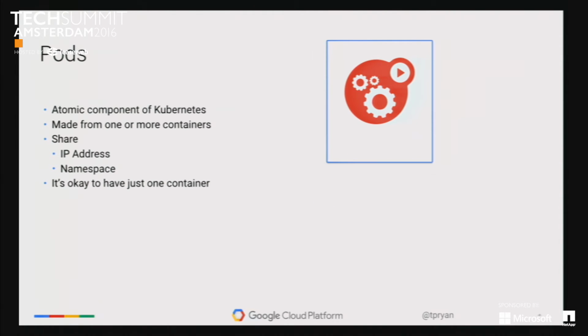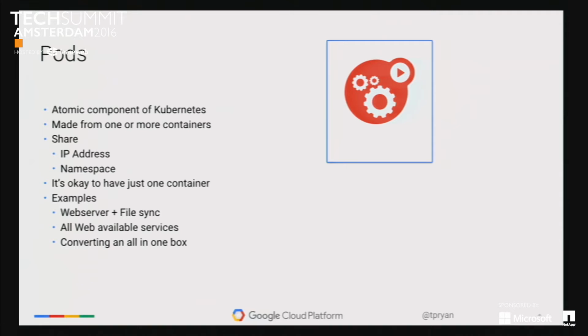Now, all the documentation says "one or more containers," but it's okay to just have one container. In fact, most of the time, I only have one container in a pod. But why would you want more than one?